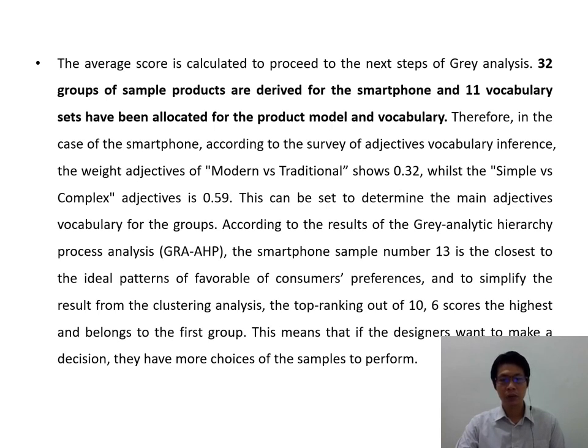According to the result of the GRA, smartphone sample number 13 is close to the ideal pattern of the favorable consumers' preference. And to simplify the result for the clustering analysis, of the top ranking 10, 6 score the highest and belong to the first group. This means that if the designers want to make a decision, they have more choices of the sample to perform.